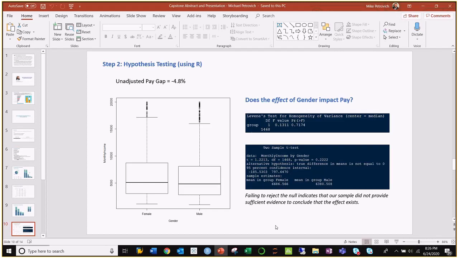So technically speaking, our sample does not provide sufficient evidence to conclude that the effect of gender on pay exists. So in other words, even though we showed the unadjusted gap of 4.8%, at least from a t-test standpoint, we can conclude that pay is equal. It may just be that variance that nudges a little bit of that skewness.